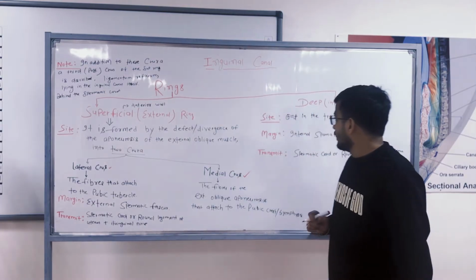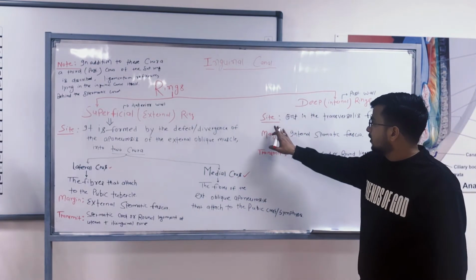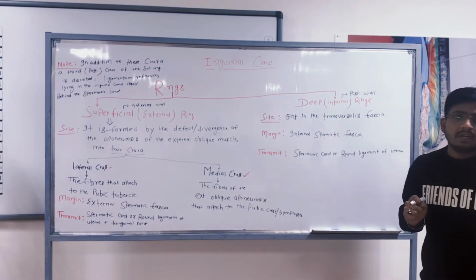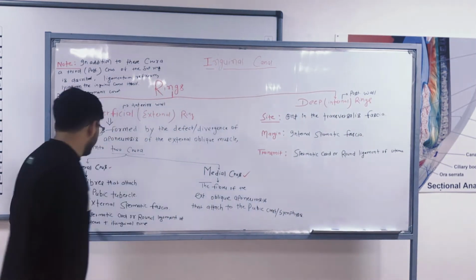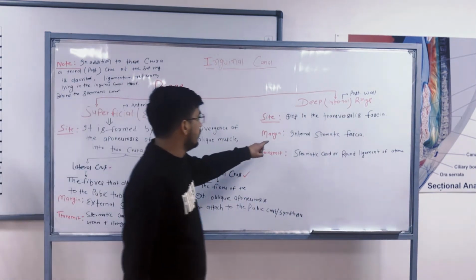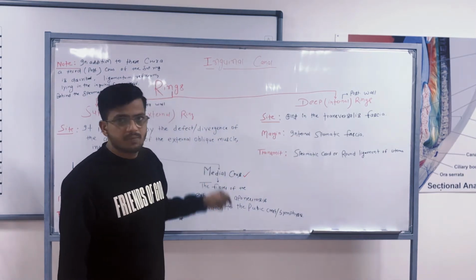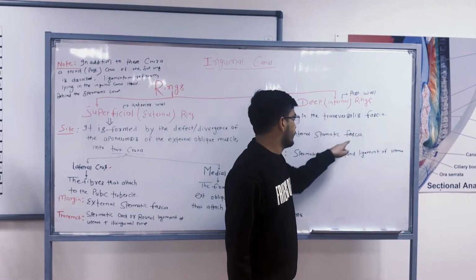Then we have the deep inguinal ring. We'll talk about the site, meaning where this ring is present. It is present in the transversalis fascia. And when we talk about the margin, the deep inguinal ring gives the extension around the spermatic cord as the internal spermatic fascia.